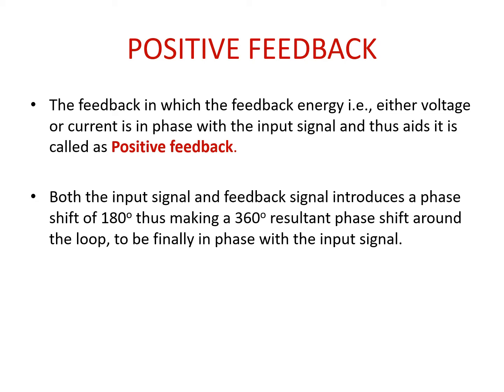Shall I tell again, why is it called positive feedback? Because the voltage or the current is in phase with the input signal. Okay, that you need to remember, that either the voltage or the current is always in phase with the input signal. Means both this input signal and feedback signal are going to create the phase shift of 180 degrees. So 180 degrees of input signal plus 180 degrees of feedback signal together makes a 360-degree phase shift. Okay, so that is why it is again in phase with the input signal, so we call it a positive feedback.